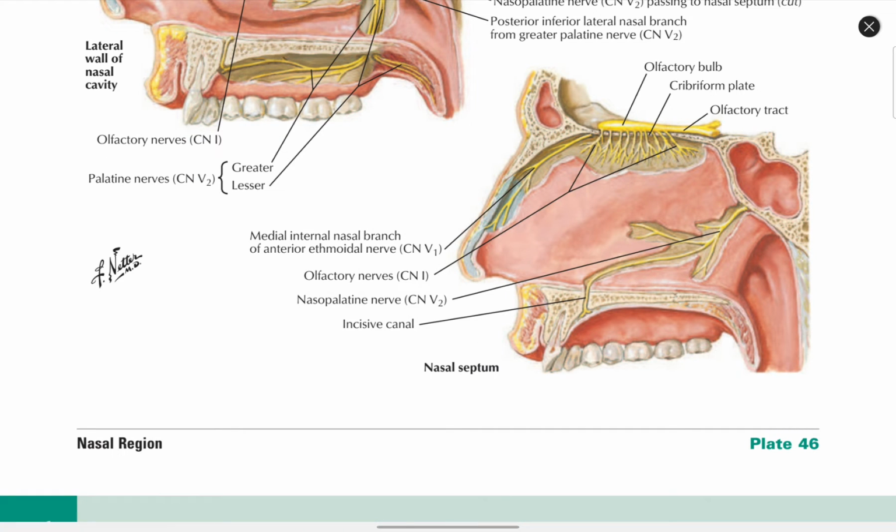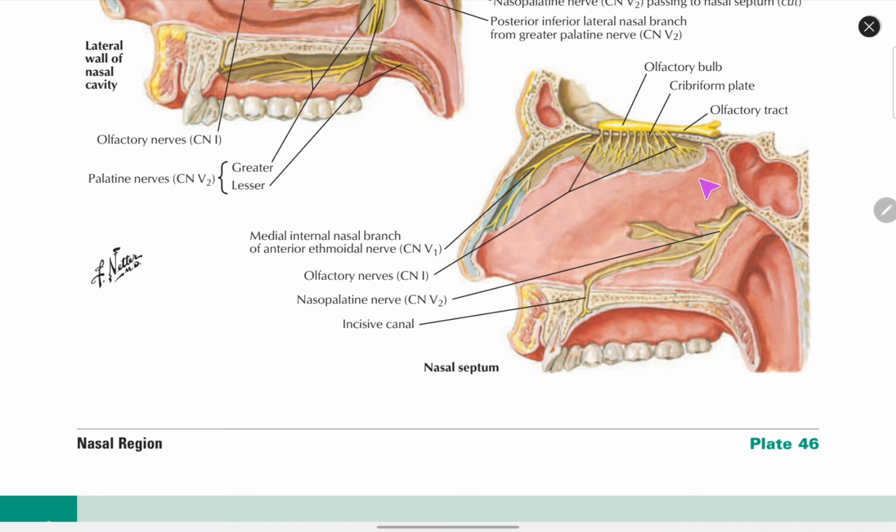Coming on to the nerve supply of the nasal septum, we have the general sensory nerves as well as the special sensory nerves. The antero-superior part is supplied by the internal nasal branch of the anterior ethmoidal nerve. The antero-inferior part is supplied by the anterior superior alveolar nerve. The posterior-inferior part is supplied by the nasopalatine nerve, which is coming from the pterygopalatine ganglion.